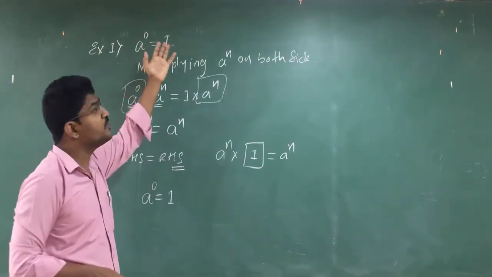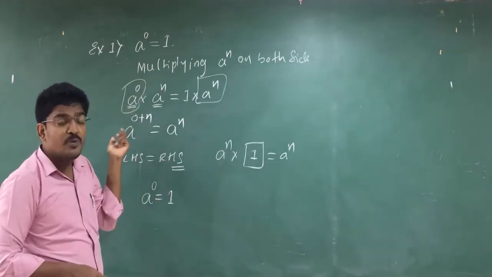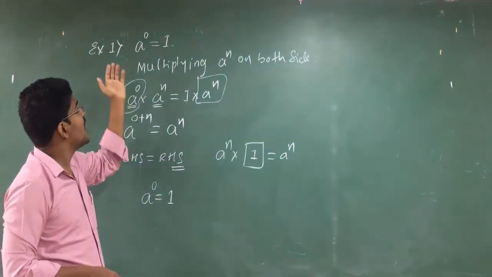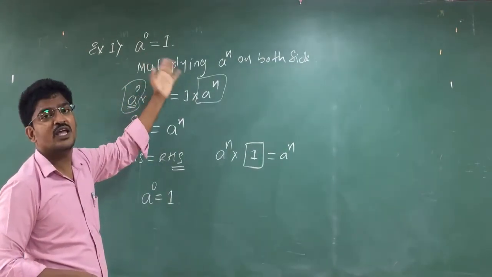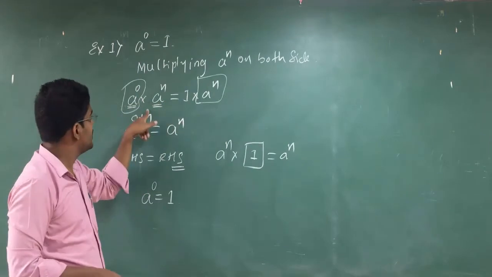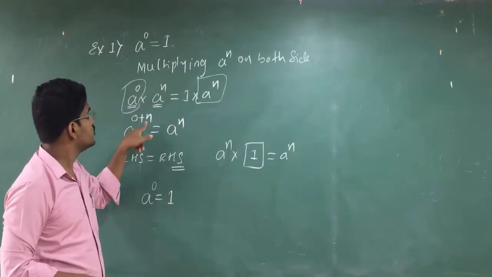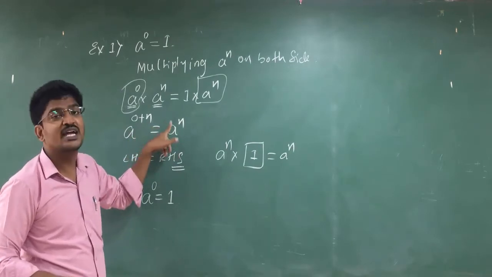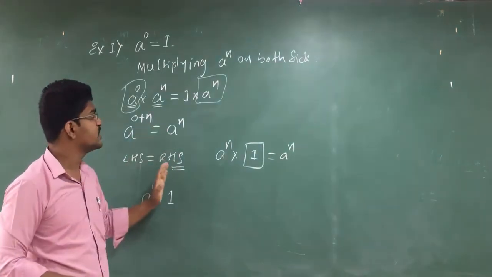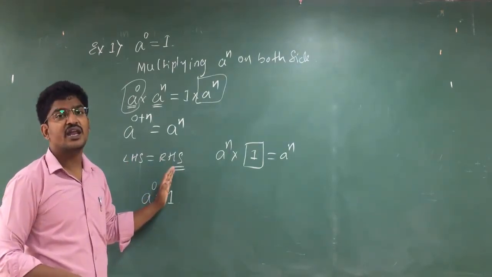Clear? To prove a to the power of 0 is equal to 1, it's a very basic thing. For a to the power of 0, I am multiplying a to the power of n on both sides. If I multiply a to the power of n on both sides, it can be written as a to the power of 0 plus n. A to the power of 0 plus n will again be equal to a to the power of n. So LHS is equal to RHS.